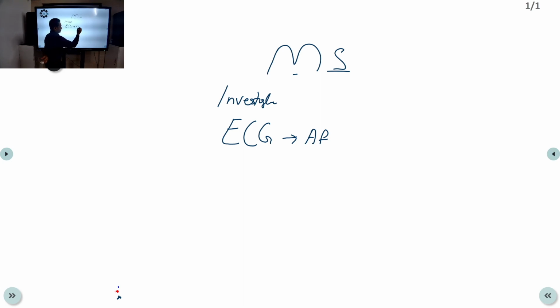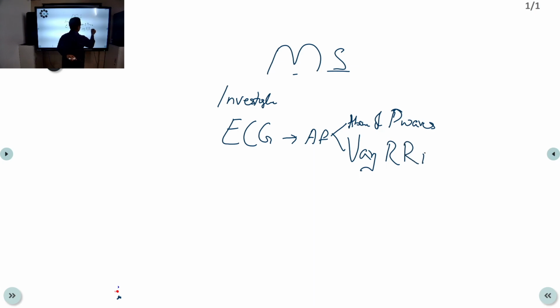That is two things that you look for: absence of P waves and varying RR interval. So ECG can be normal. Features of AF can be present. Features of right ventricular hypertrophy can be present. Tall R waves. Understood. Then X-ray.